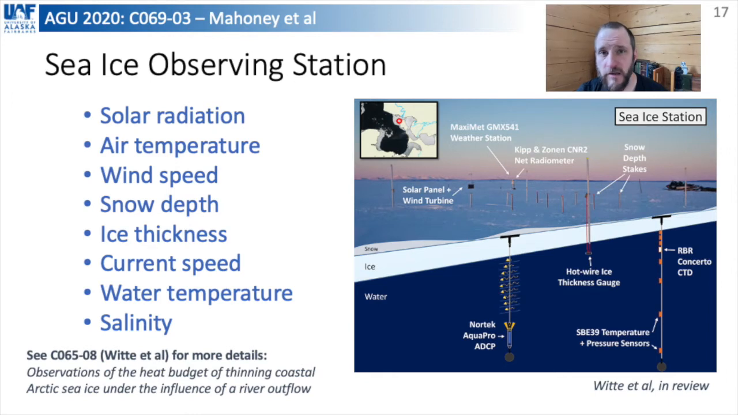Due in part to the importance of the channel used to reach open water during the bearded seal hunt, we installed several instruments in the ice above the channel during winter, which together comprised our sea ice observing station. In this talk, I will primarily discuss the sea ice mass balance station, which included the snow stakes and hot wire gauges shown in the diagram below me. However, I also encourage you to see Carson Whitty's presentation in the cryosphere session C065, as listed at the bottom of the slide, which discusses the heat budget of Kotzebue Sound and the role of ocean processes in thinning the sea ice.